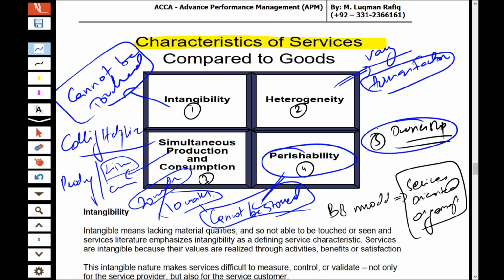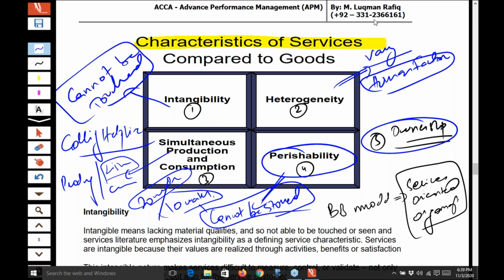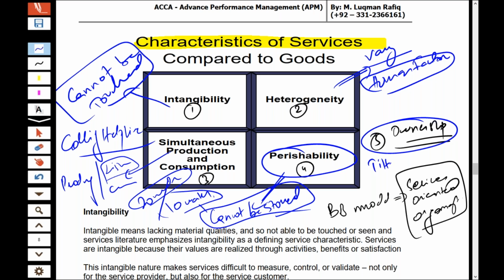The last one is about ownership. When we talk about the concept of ownership, what exactly do we mean? Ownership means that the service cannot be owned by anyone. The title to the service cannot be transferred.